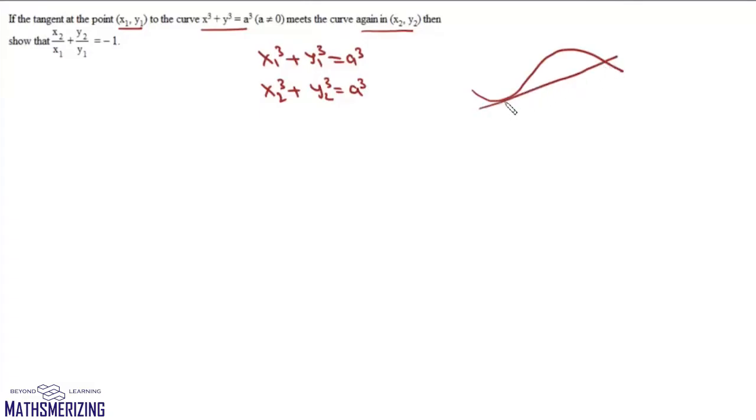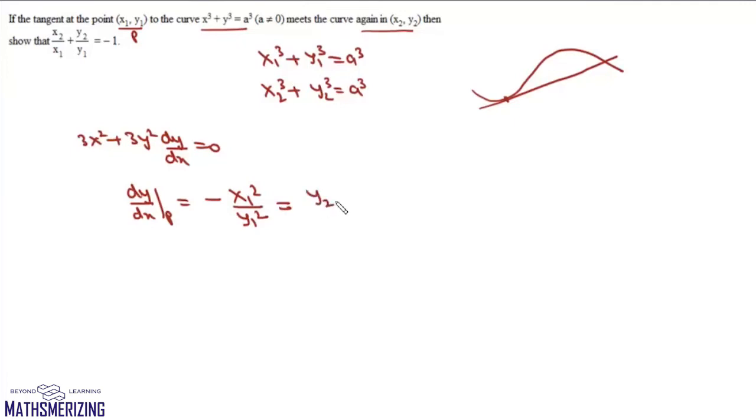So first we'll find the slope of the tangent at this point, say P. We can write 3x square plus 3y square dy by dx equals 0. So we find dy by dx at this point P, it will be minus x1 square upon y1 square, and it will be equal to the slope of this line, which is y2 minus y1 upon x2 minus x1. So this is our first equation.